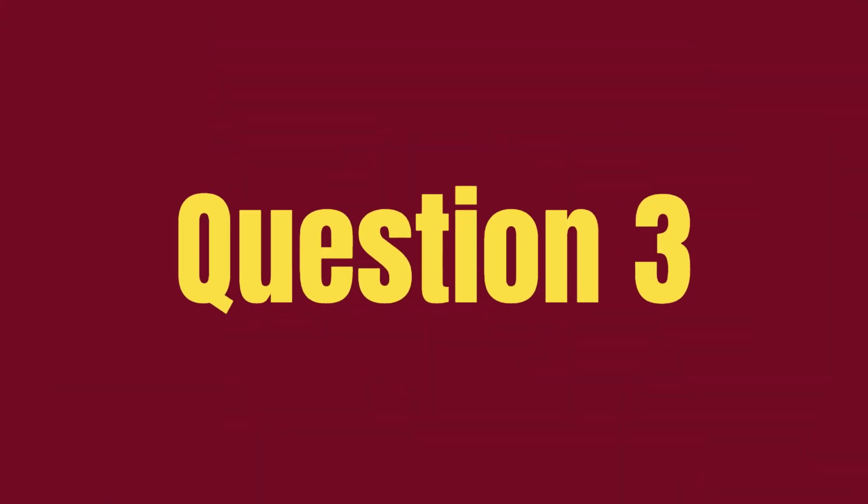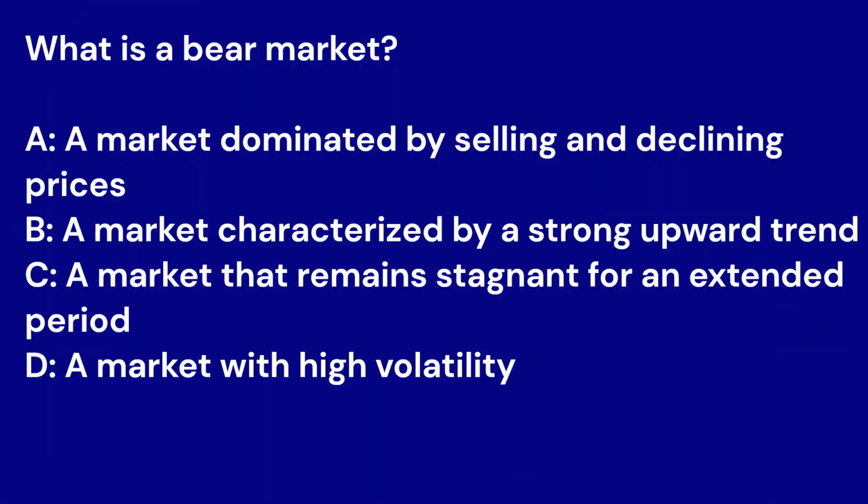Question number 3. What is a bear market? Option A. A market dominated by selling and declining prices. Option B. A market characterized by a strong upward trend. Option C. A market that remains stagnant for an extended period. Option D. A market with high volatility.